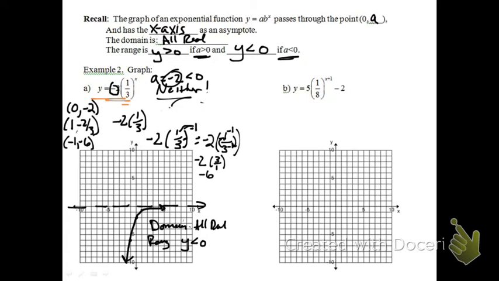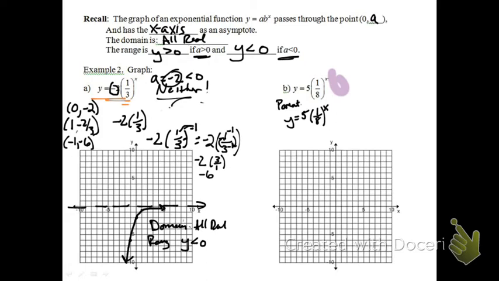Here, this one's got some shifting. So this is kind of like what we had finished the last section with. If I were going to graph this and make my life easy, I'm going to ignore all that stuff right there first and graph only my parent function. So this is our parent. Our parent is y equals 5 times 1/8 to the x power.